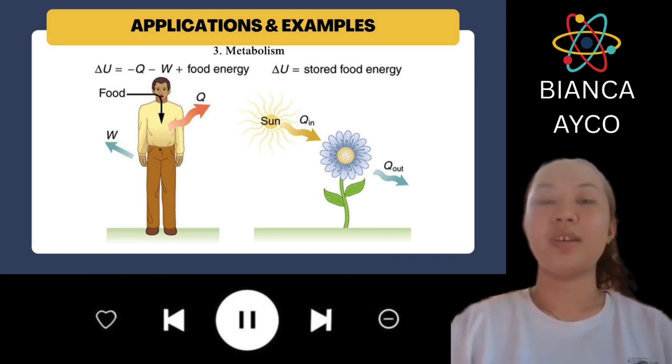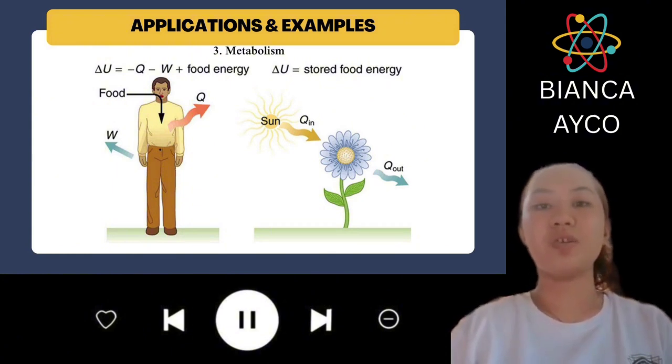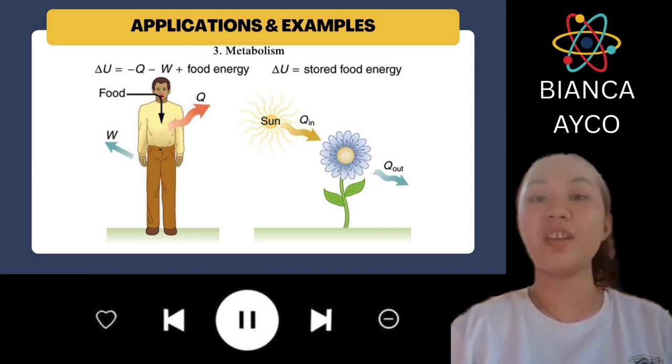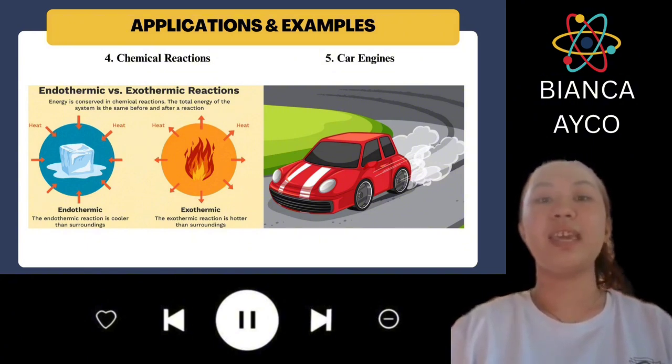Application example number three is metabolism. It is a process by which food is converted into energy, which is then used by the body to do different activities. The body loses energy through heat, work, and stored fat. Food intake is to replace lost energy. Number four is chemical reactions. In an endothermic reaction, the surrounding heat is absorbed by the ice cube, which results in melting. In an exothermic reaction, flames release heat to the surrounding area, causing a warm effect.